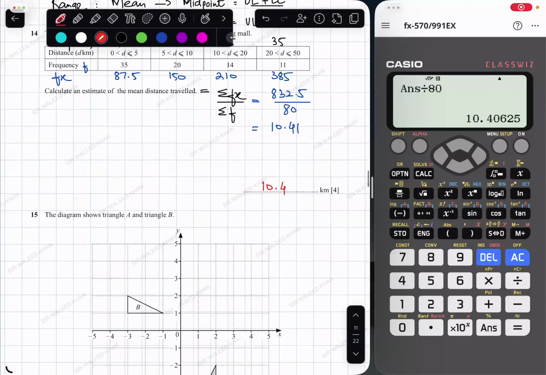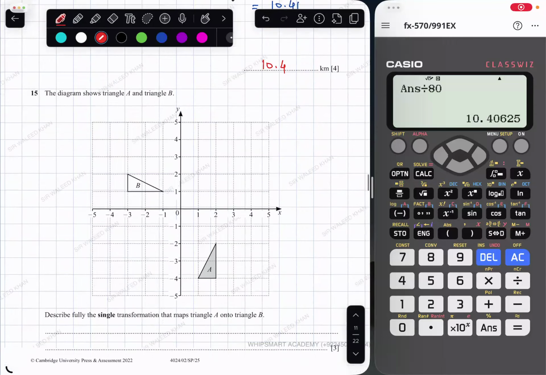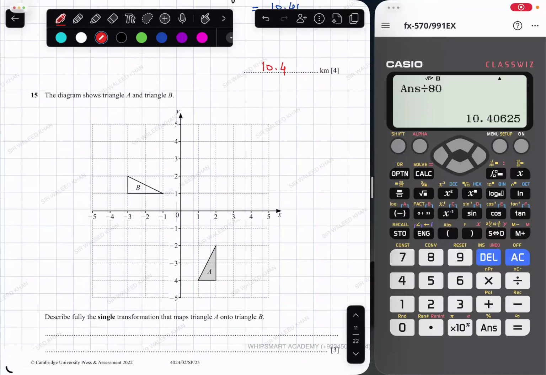That's your answer. Now, the diagram shows triangle A and triangle B. Describe fully the transformation that maps triangle A onto triangle B. What kind of transformation does it look like? So what kind of transformation does it look like? Rotation. Rotation? Yes. Good. It's rotation.